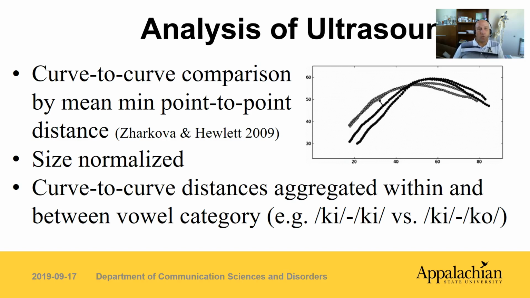You can analyze this data quantitatively by looking at distances between curves on the basis of distances between individual points within those curves. Since in this data I was looking at data from kids as well as adults, the data were normalized on the basis of size, and to investigate effects of co-articulation. These curve-to-curve distances were aggregated within repetitions of the same consonant-vowel combination and also between. So for example, looking at instances of ki with other instances of ki, versus instances of ki in comparison to instances of ko or ku or ka in the experiment.